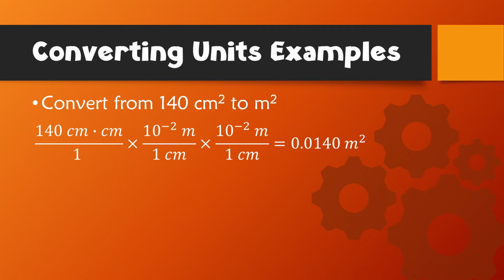Lastly, I want to convert 140 centimeters squared to meters squared. To do so, I need to be aware that centimeters squared means centimeters times centimeters. That's how I've written it out at the beginning of this calculation: 140 centimeters times centimeters. Because that makes it clear that I basically need to do this conversion twice. The first time, I have 10 to the negative 2 meters over 1 centimeter. And then I do that calculation twice to go from centimeters squared to meters squared.